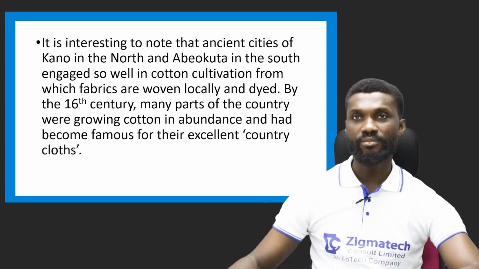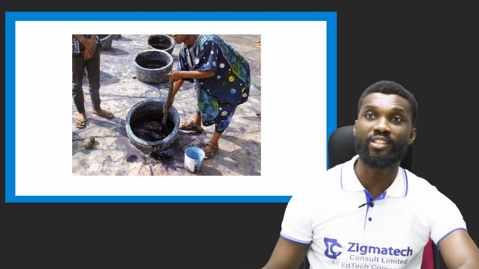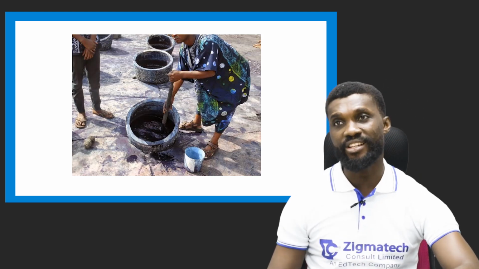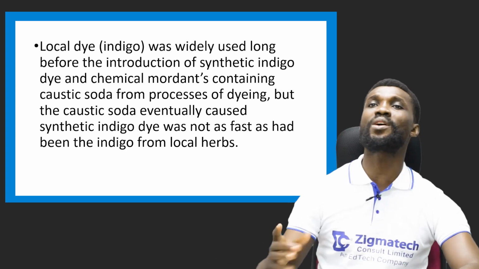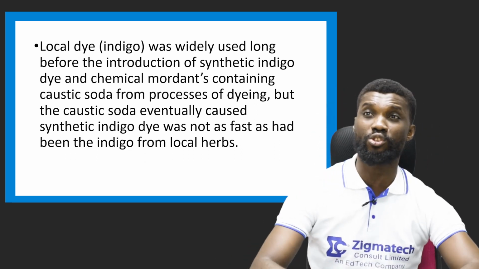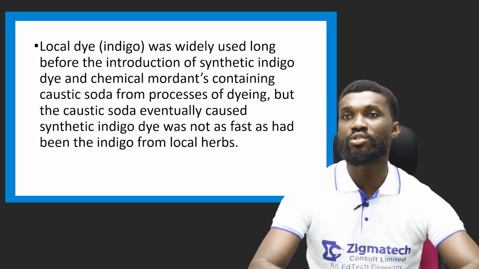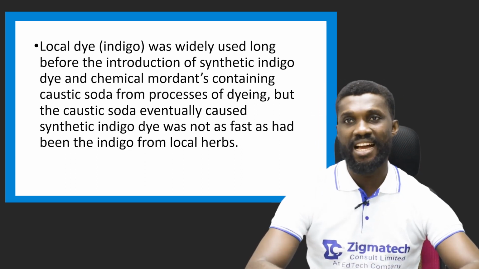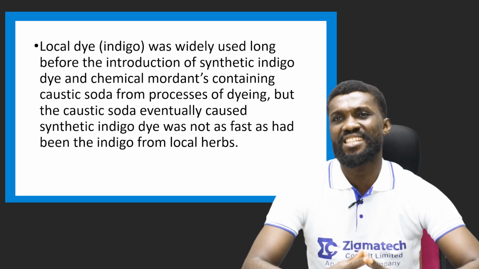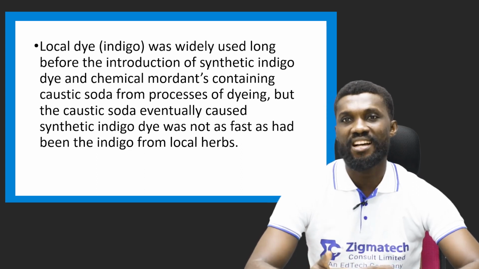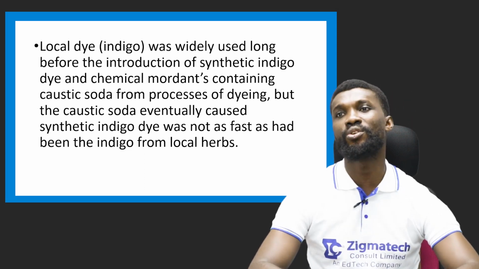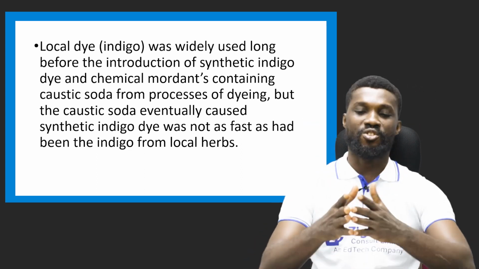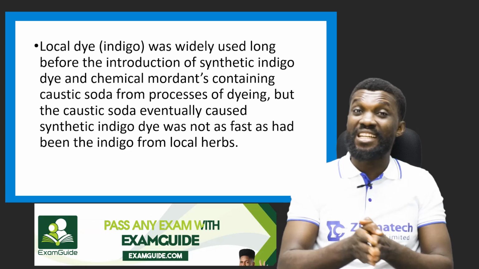Then what happened? This is the dye pit I was telling you about before, which you can see in Kano and Abeokuta, where they make the adire. Even what he's wearing is adire. Now, the local indigo dye was widely used long before the introduction of the synthetic indigo dye, and the chemical mordant containing caustic soda and hydrosulfite was used in processing the dye. But the synthetic indigo dye was not as fast as the indigo from local herbs. No matter how much you try, something that is organic is organic. You can't replace organic with anything artificial.